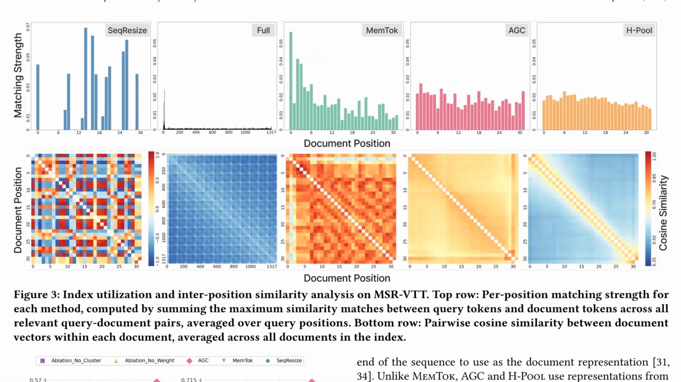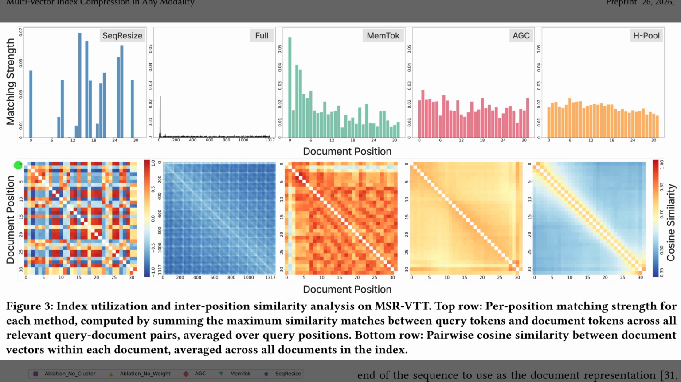Alright, Figure 3 visualizes why the full index is inefficient compared to the compressed version. In the second column, labeled Full, the top bar chart shows a massive spike at the start, meaning the model ignores most of the video data. Contrast that with the fourth column, showing attention-guided clustering. Here, the matching strength is evenly distributed across all 32 tokens, so every vector actively contributes. Finally, the bottom heat maps show that while sequence resizing on the left creates chaotic negative correlations, the AGC method maintains a stable, coherent structure.